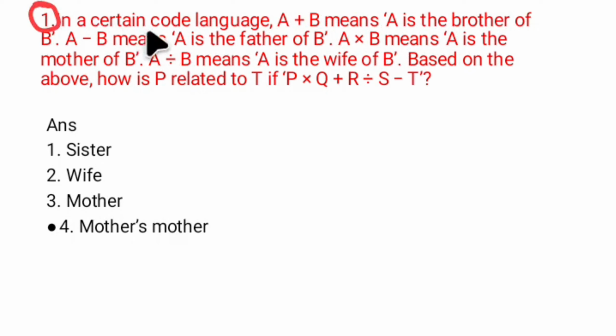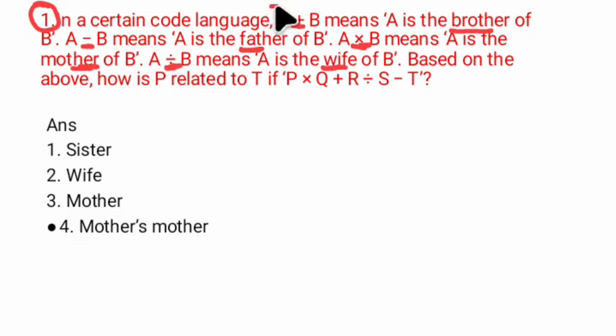In a certain code language, A plus B means A is the brother of B. So plus means what? Plus means brother. Remember, plus means brother. And A minus B means A is the father of B. So remember, minus means father. And A into B means A is the mother of B. So multiplication as per the question means what? Mother. And A divided B means A is the wife of B. As per the question, the division indicates wife.